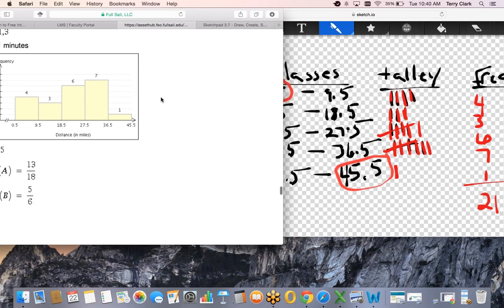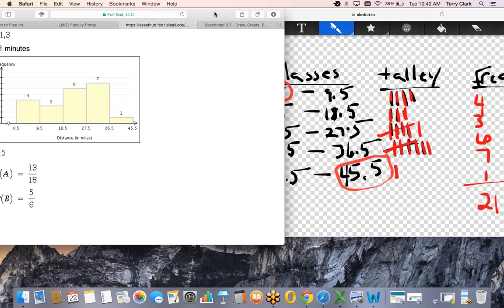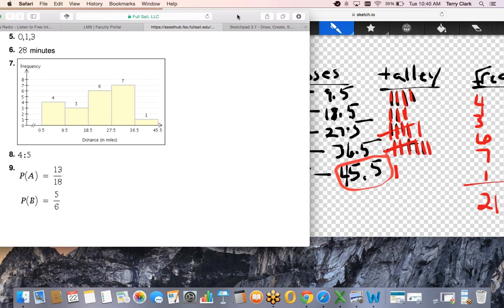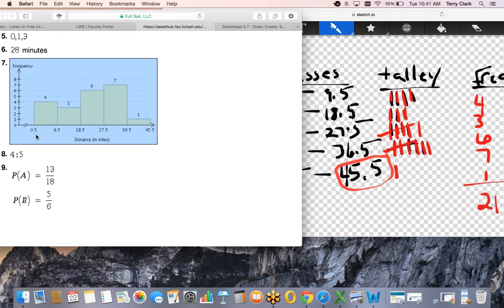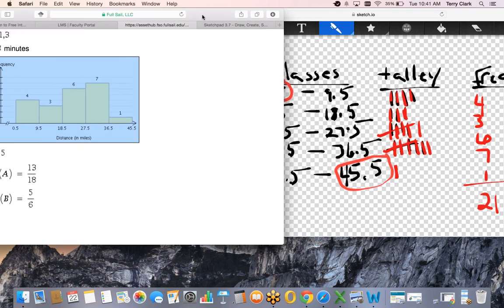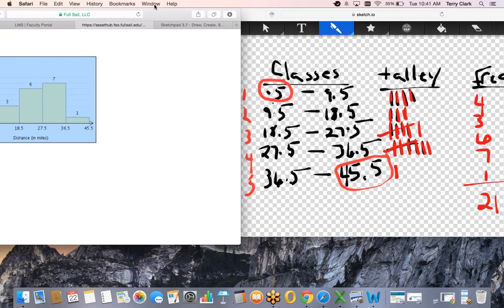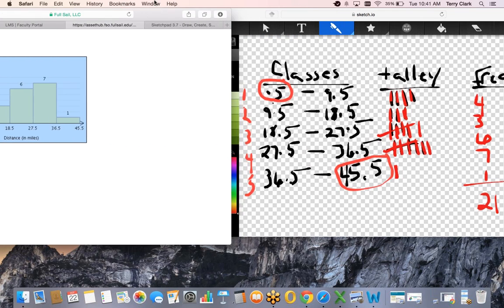Okay, so here's the actual answer here. And then if we look at the labels above, the 4, 3, 6, 7, and 1, we can see our frequency. So that's going to be our vertical axis. Okay, and then the horizontal, we can see that we have our class widths. See the 0.5 to the 9.5.